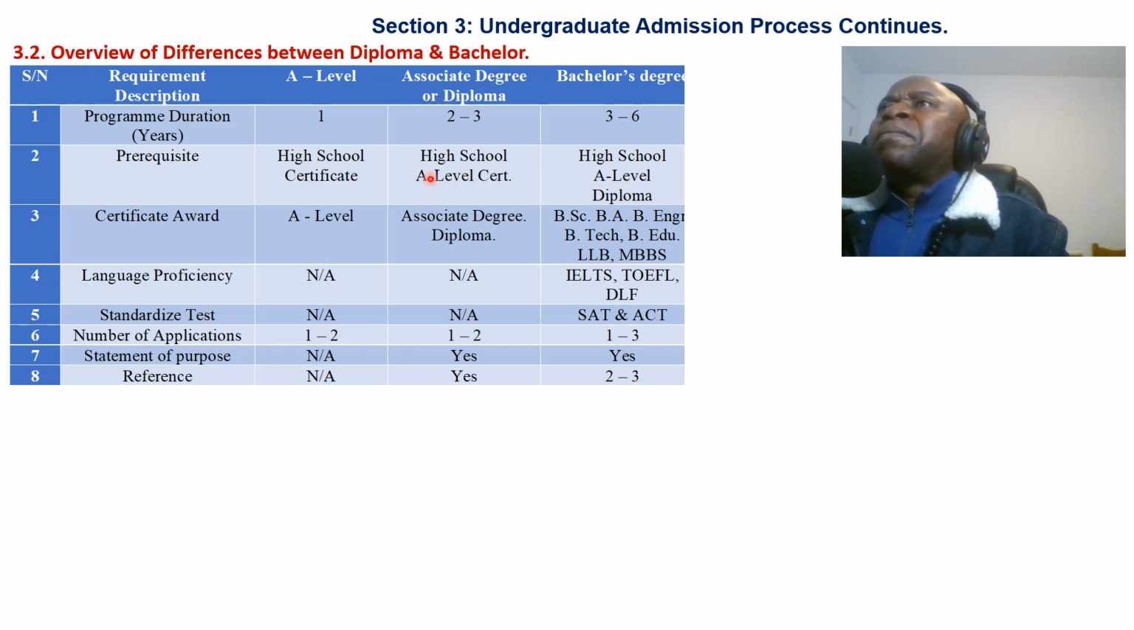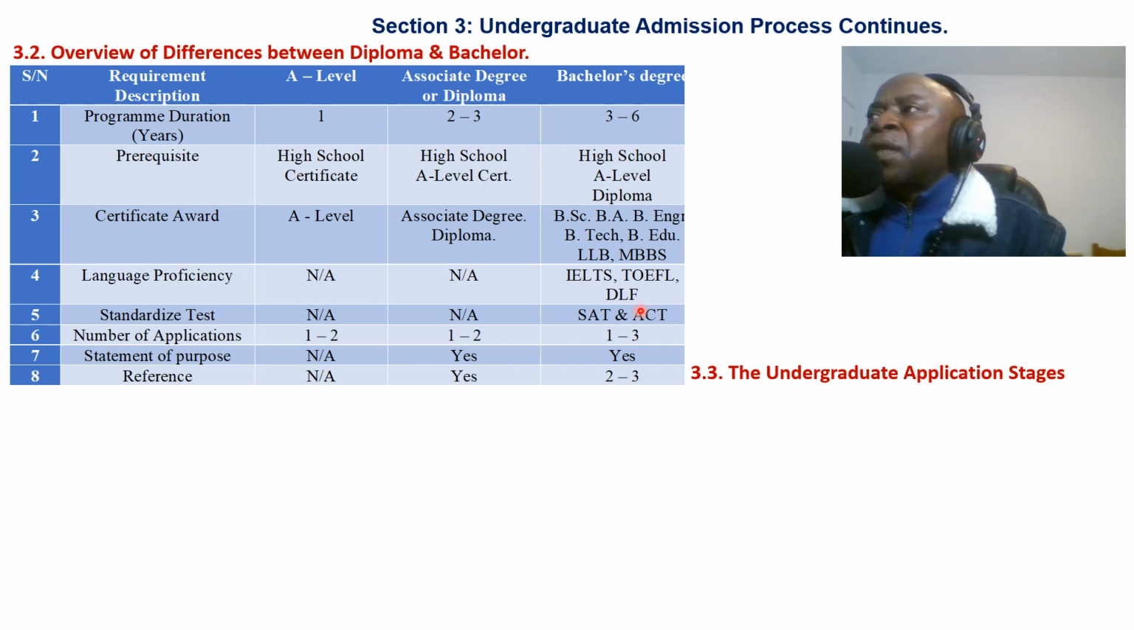In terms of diploma, we just included A level in case those that want to go to the UK or Singapore can do A level if you want to study medicine or engineering, and also to have an advantage over those with a high school certificate. So you could see the duration is between 2 to 3 years. The duration of a bachelor's is between 3 to 6 years, depending on the course you want to study. These are the prerequisites. And I've already mentioned the standardized test and the language test.